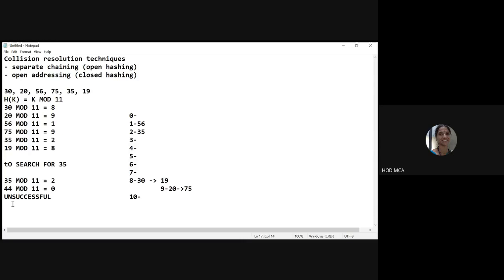So this is nothing but all about separate chaining. So I will end the session here. Next session we can take up closed hashing, or what is called open addressing.